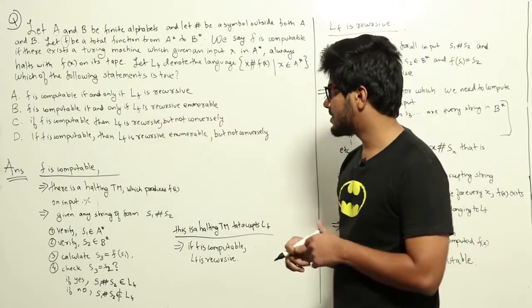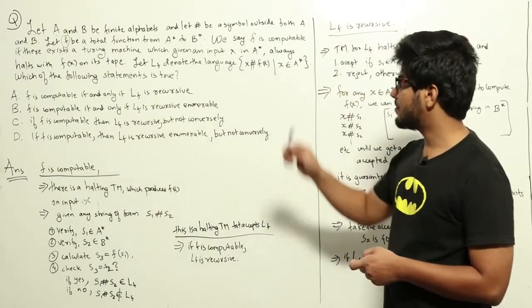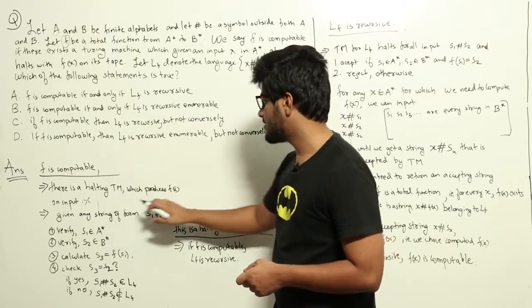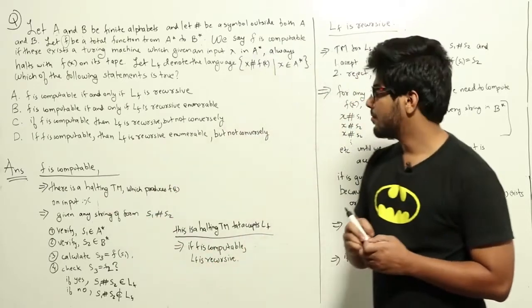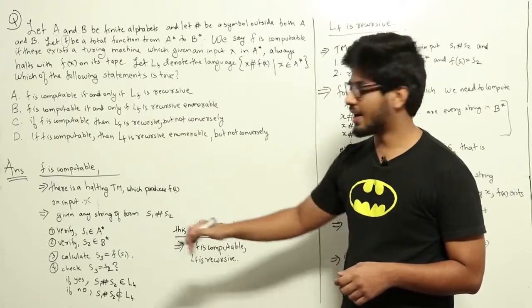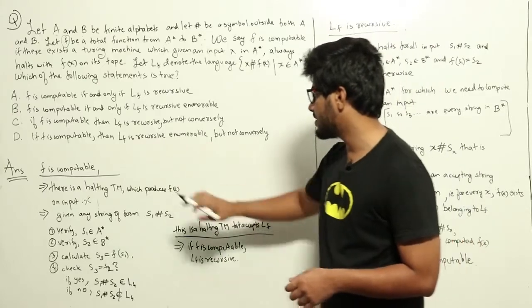So let's start with the assumption that f is computable. Let's say f is computable. If that's the case, from the definition we know that there is a halting Turing machine which can produce f of x on input x, meaning that if f is computable, there is a Turing machine to which we can input x and which will output f of x to us. So we can calculate f of x easily.